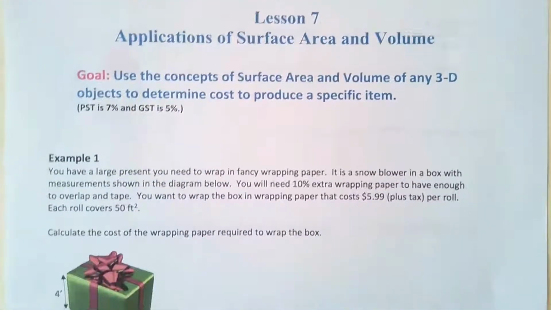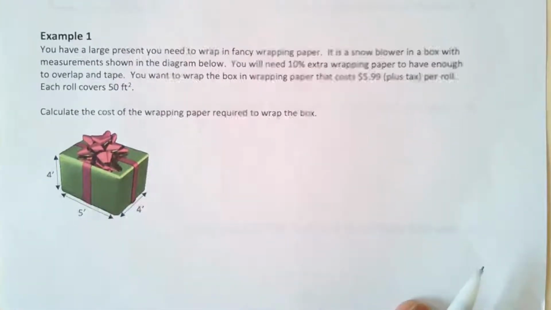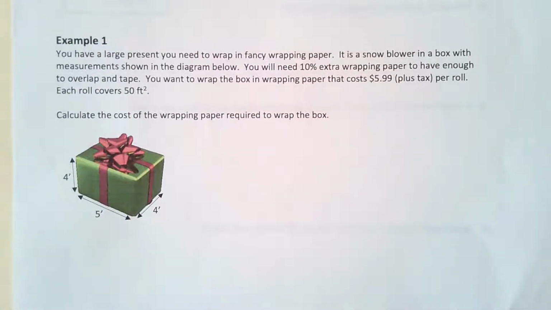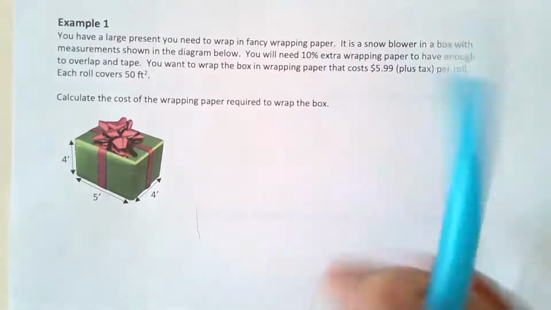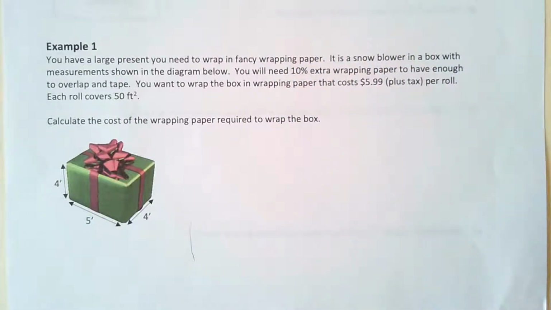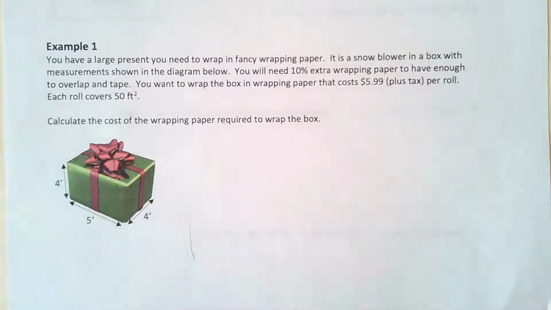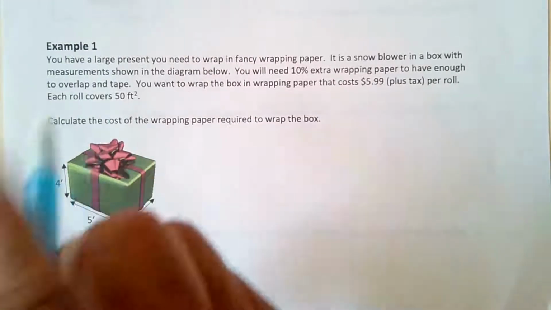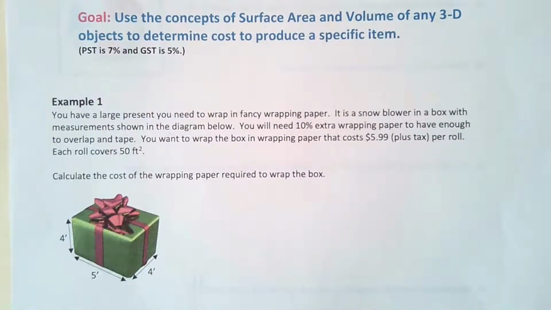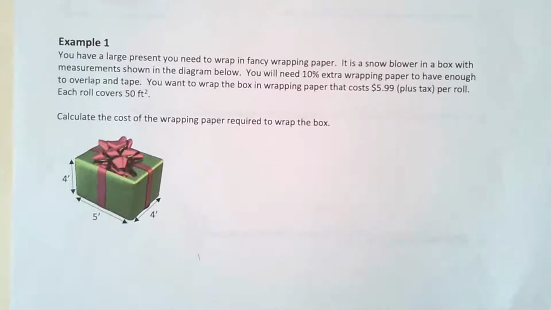Now, for the example we'll be using today, and for many questions you'll be asked, you'll need to find the surface area or the volume or possibly both. And there may be a cost. In this case, there is a cost. They ask you what's the cost for this question. And whenever you're asked to find the cost, as I mentioned earlier, you need to add your taxes. In Manitoba, it's 12%. So let's get to a first example.